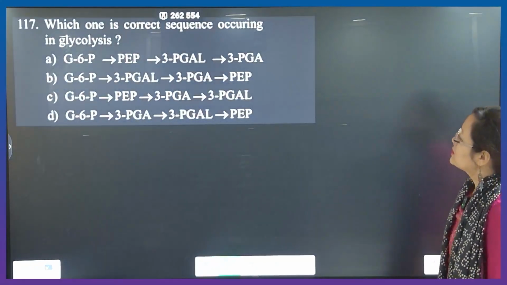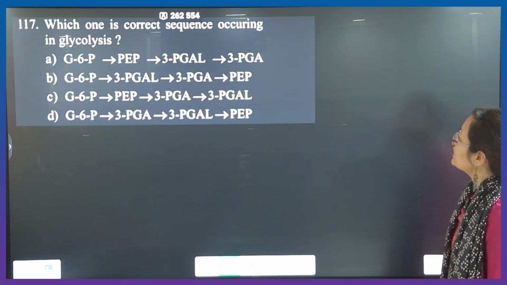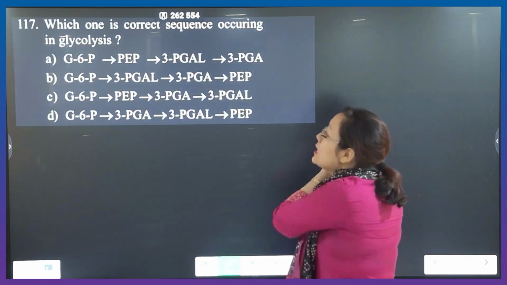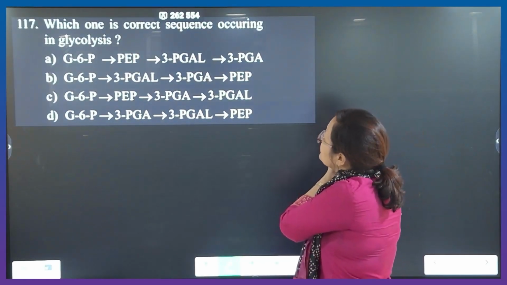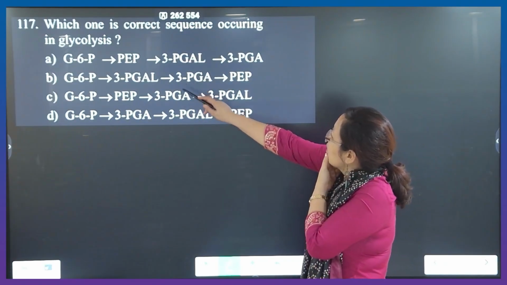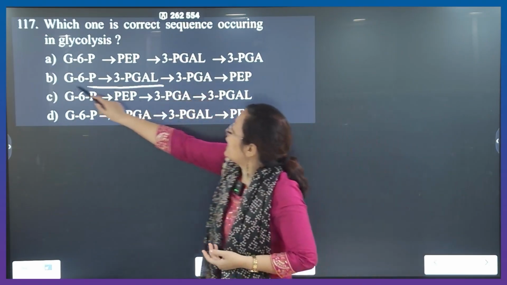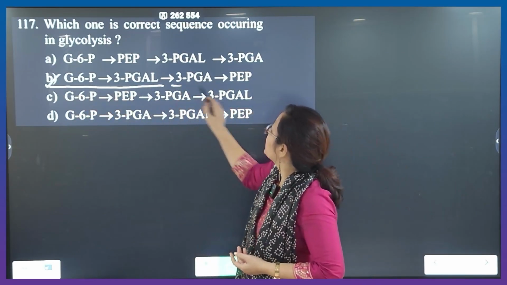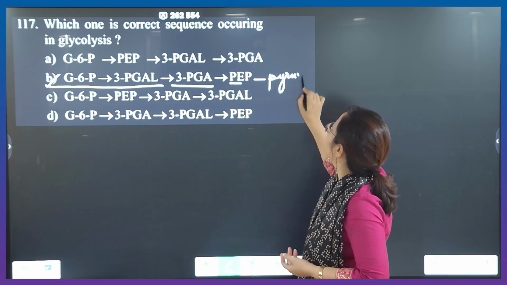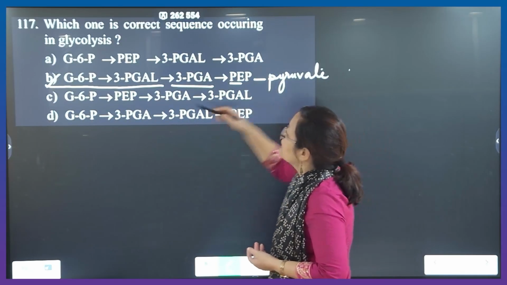Which one is the correct sequence occurring in glycolysis? The 117 glycolysis. This will be glucose 6-phosphate, phosphoglyceraldehyde, yes, 3-PGA, PEP, and then pyruvate. The answer will be directly B.